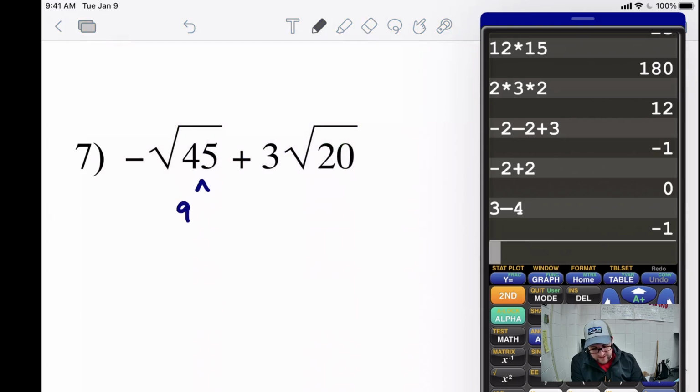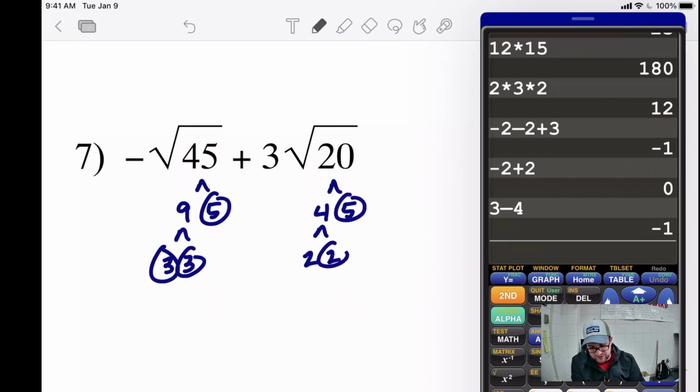So 45 is 9 and 5. 9 is 3 and 3. While we're here, let's break down 20 as well. 20 is 4 and 5, and 4 is 2 and 2.